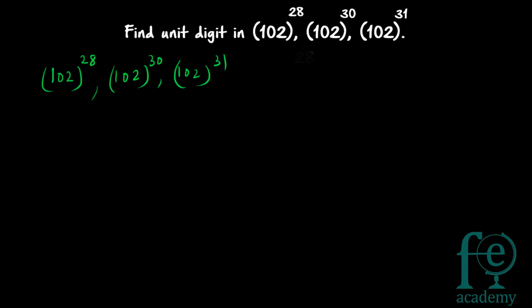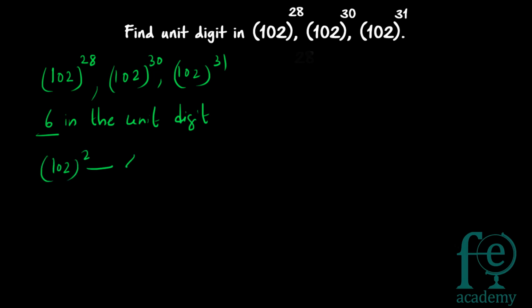Here the base number is 102, which is an even number. When an even number comes, you have to find out which power of the base number will give a 6 in the unit digit. For odd numbers, we have to find out which power will give 1 in the unit digit. Similarly, for even numbers, you have to find out which power of the base number will give you 6 in the unit digit. So what about 102?